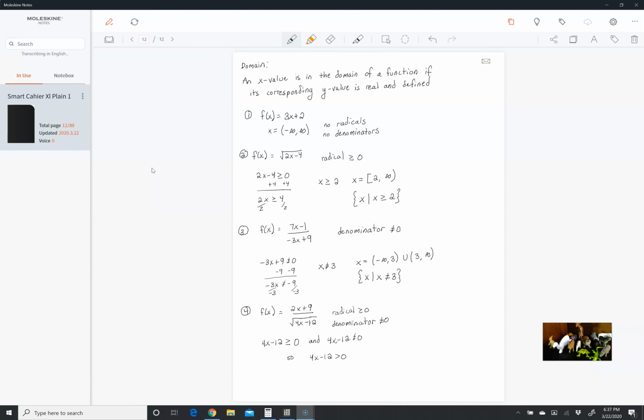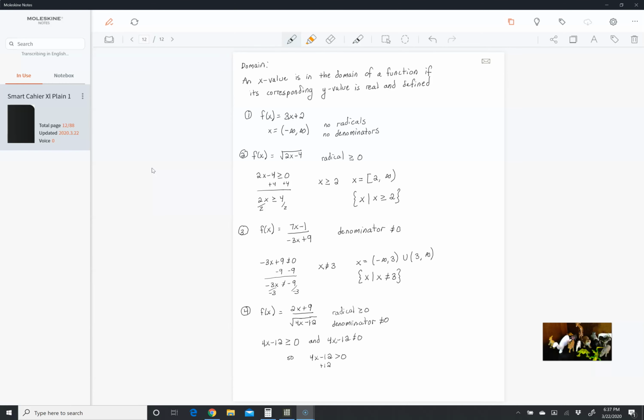You can just say 4x minus 12 is greater than 0, because we're saying it's got to be greater than or equal to because of the radical, but it can't actually be equal to because it's in a denominator. So therefore, it can only be greater. Notice the numerator is irrelevant. The numerator can be positive, negative, 0. If we have a 0 in the numerator, the fraction is just 0, so it's not a problem.